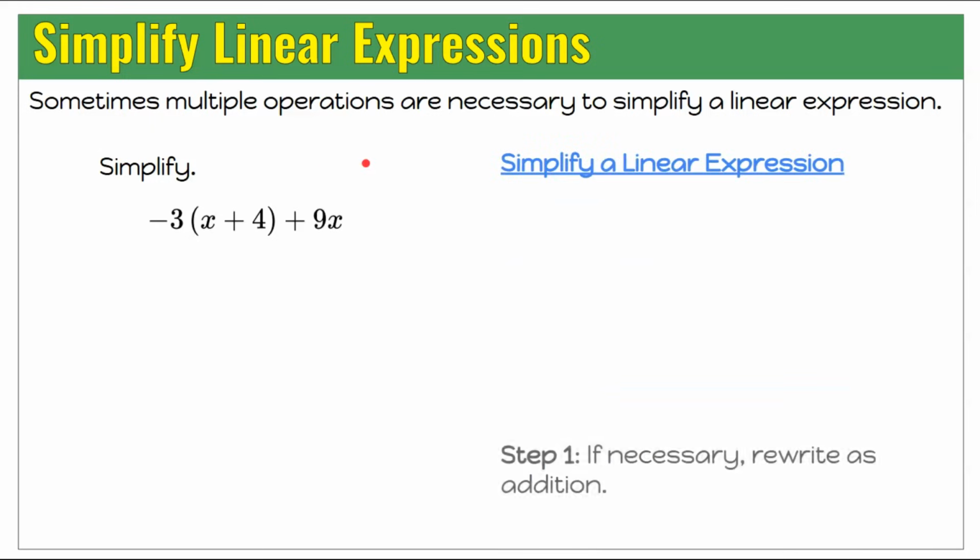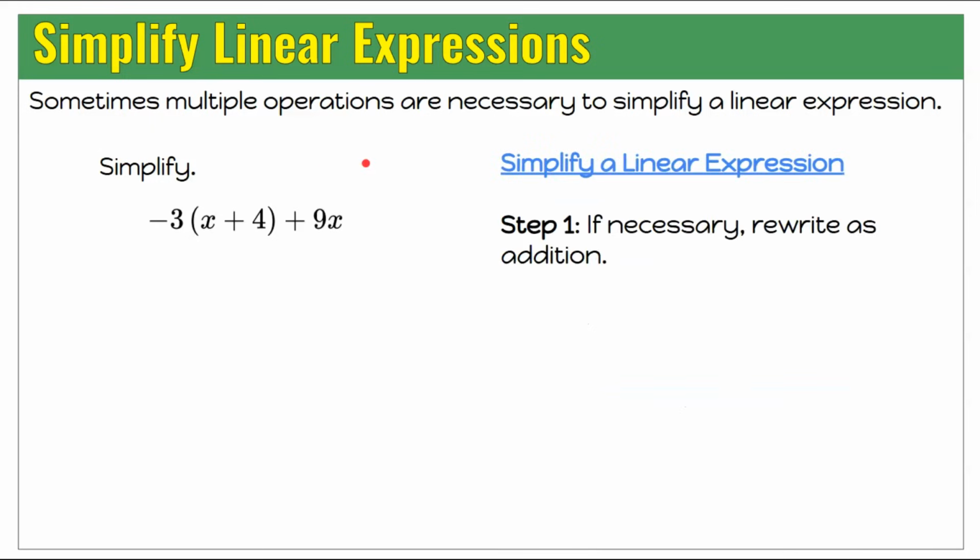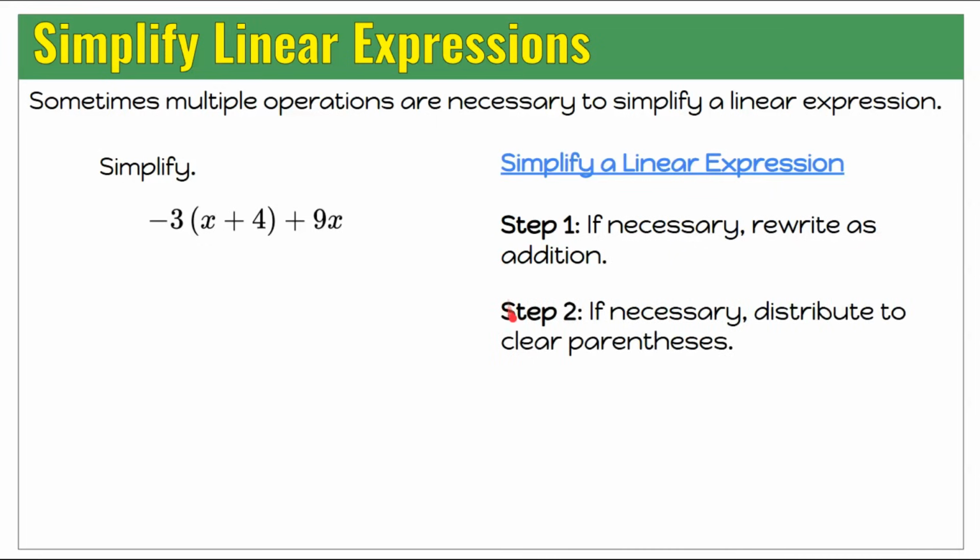So let's do this. We're going to simplify a linear expression in 3 simple steps. Step 1, if necessary, we're going to rewrite as addition. That's not necessary. We've got add 4 and add 9x, so we don't need to do step 1. Step 2, if necessary, distribute to clear the parentheses.